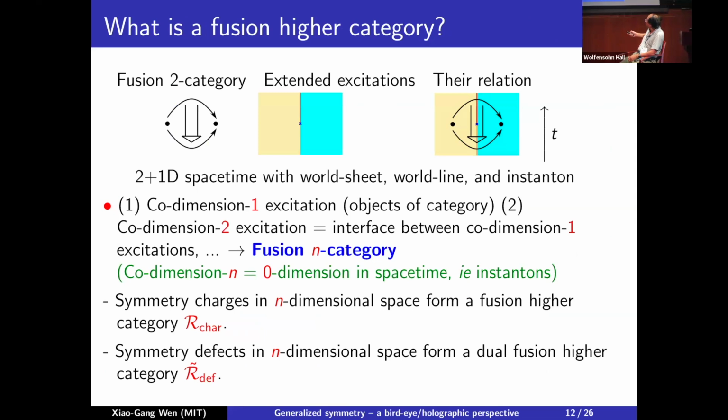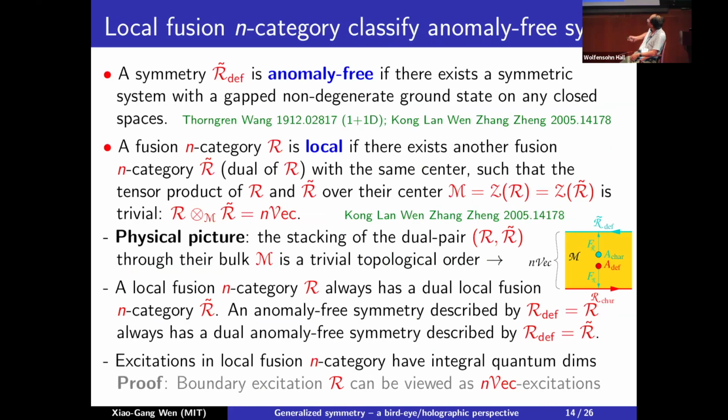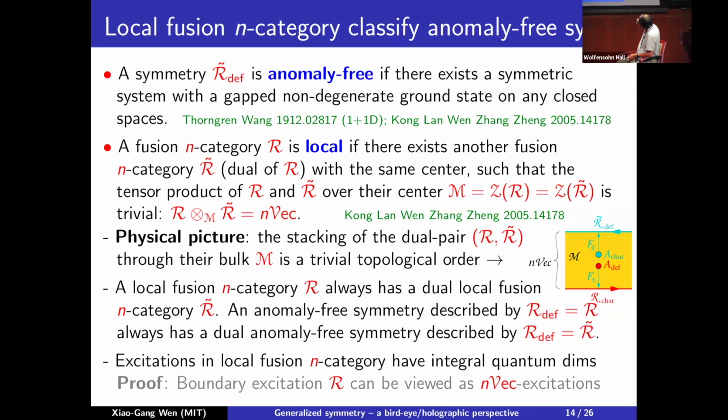This localness is really from this picture. Maybe let's describe local first. We have a fusion n-category, and usually this fusion n-category has a so-called gravitational anomaly.